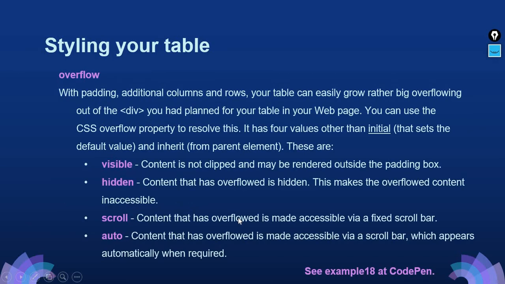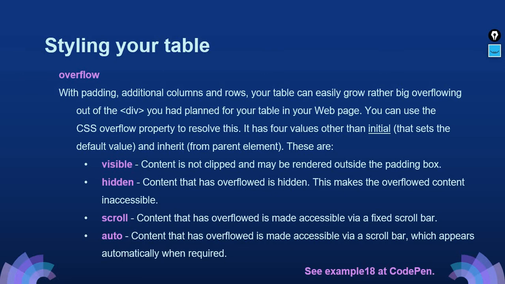And then we have the overflow property. With padding, additional columns and rows, your table can easily grow rather big, overflowing out of the div you had planned for your table in your web page. You can use the CSS overflow property to resolve this. It has 4 values other than initial, which sets the default value, and inherit, which allows it to inherit from parent elements. And these are visible, hidden, scroll, and auto.